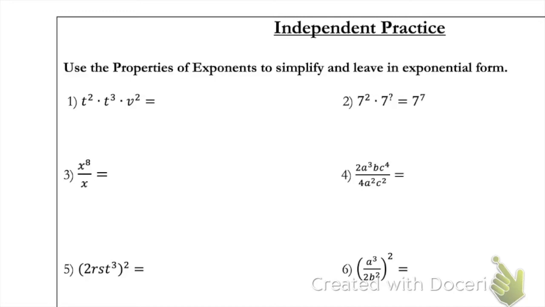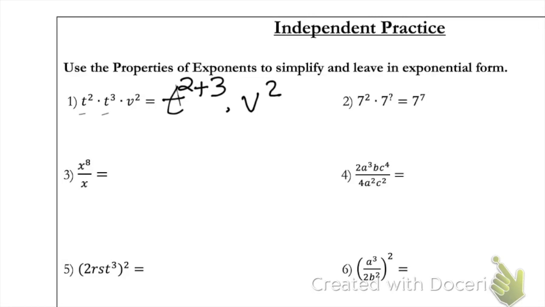So number 1 here, as you guys can see, we have t to the second times t to the third times v to the second. So as you can see, we have same base here. They both have a t in them. So when you are multiplying the same bases, what you really end up doing is adding up the exponents. So really, I'm going to have t to the second plus that third, and then times v to the second. Because these are different bases, I cannot combine the 2 plus 3 plus the 2, right?